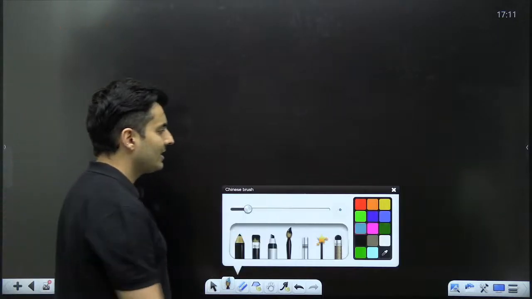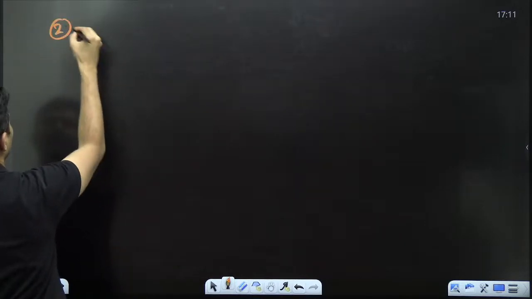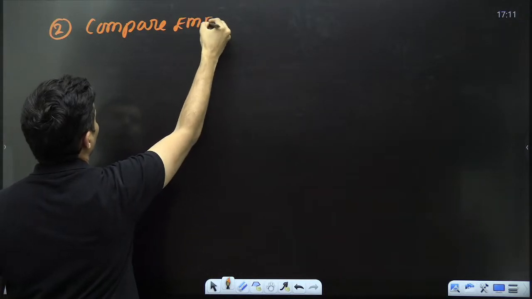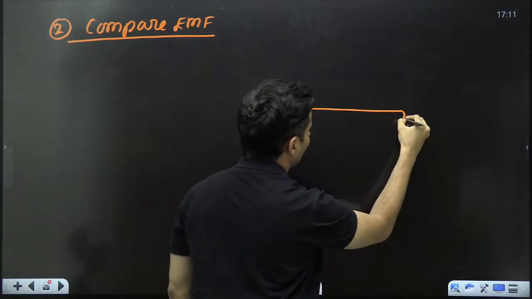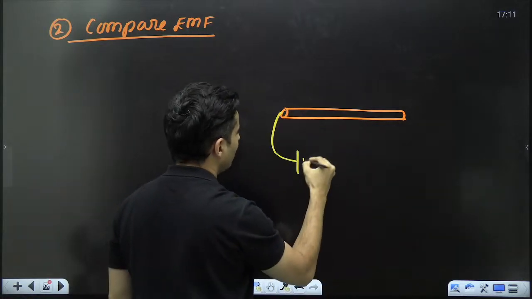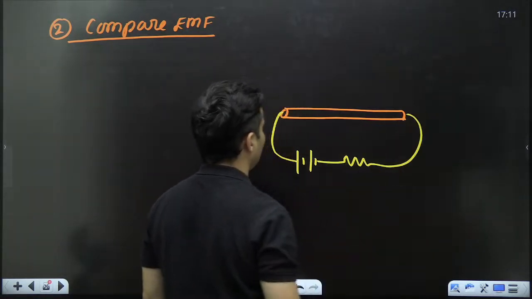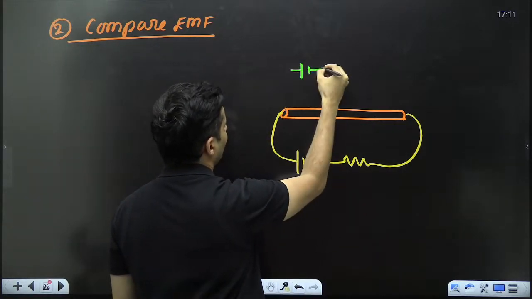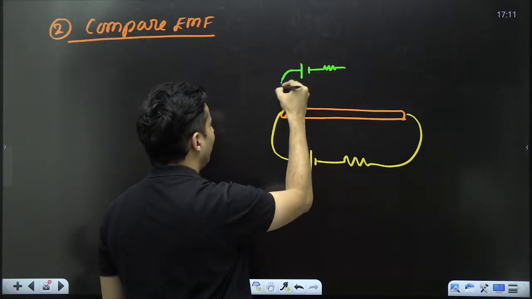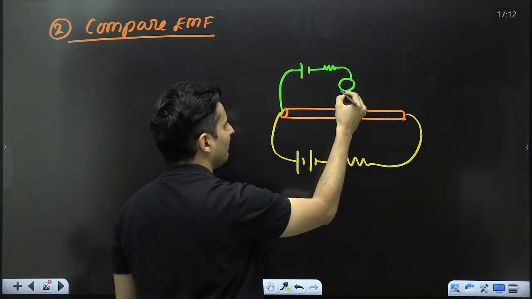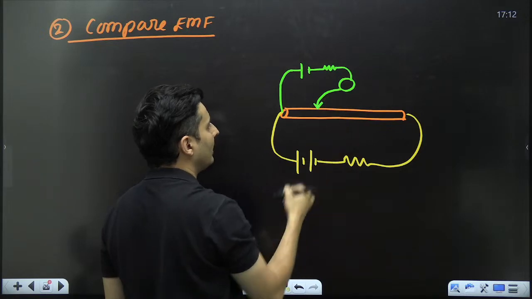Keep this in mind. Now the second application is basically to compare EMF. So in that setup, this is your potentiometer wire. This is your primary circuit, some resistance. First of all, you take a battery. Maybe it has some internal resistance, that's okay. Take one terminal, connect it over here. Take the other terminal via a galvanometer. See where you get null deflection.